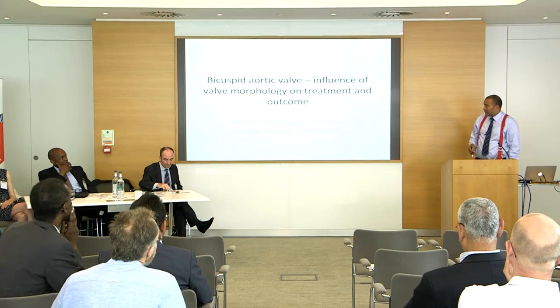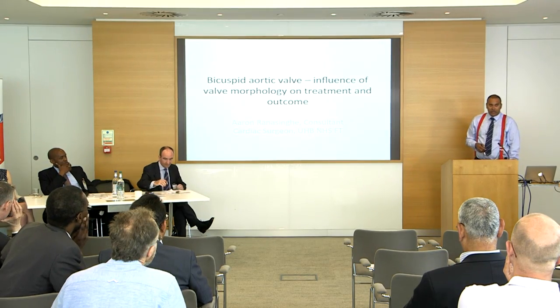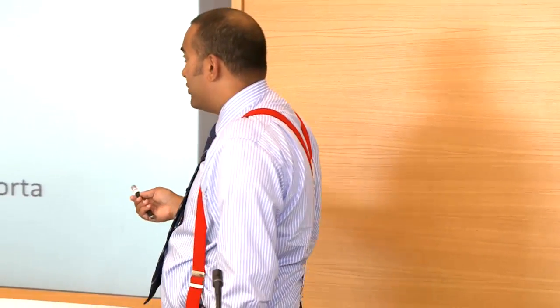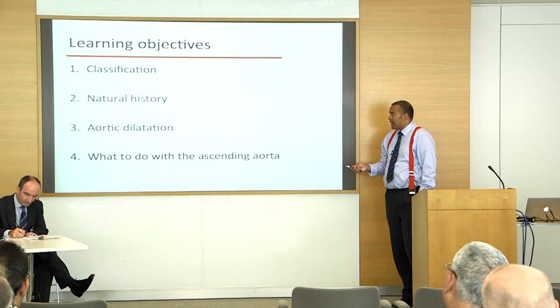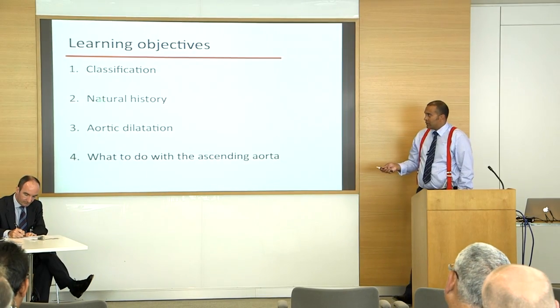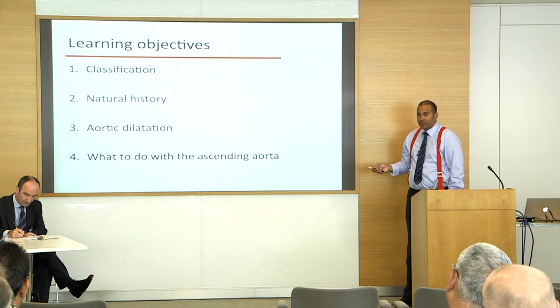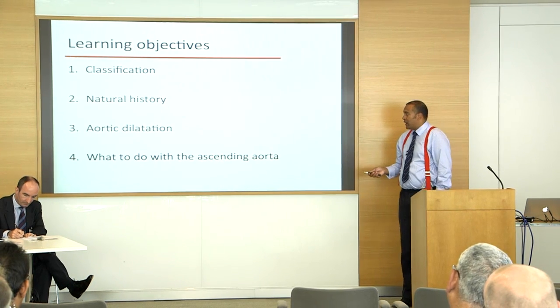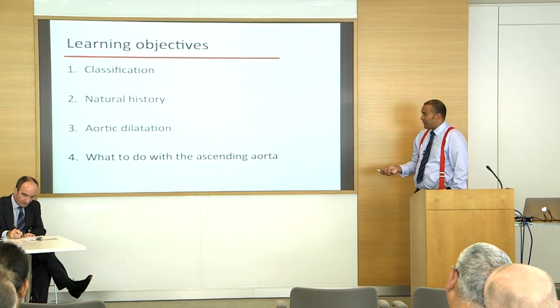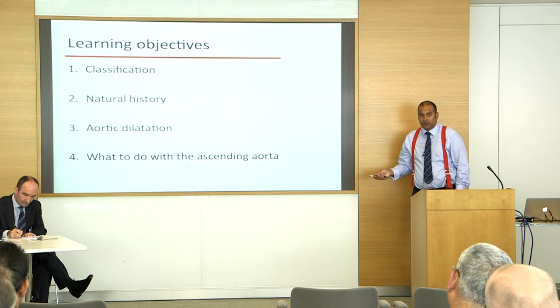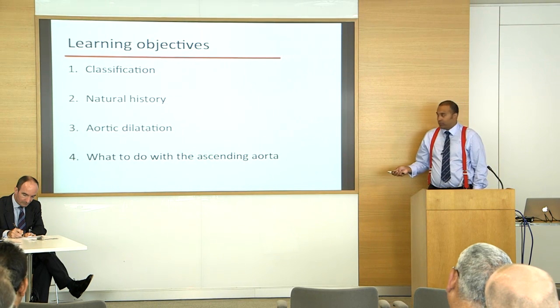To speak about the bicuspid aortic valve. It's an area of some controversy, and perhaps one which is poorly understood. The things I want to run through today are, firstly, the classifications, because there's a classification now. The natural history, which is sometimes confusing, and the more I read about it, the more confused I became about it. Aortic dilatation, and some of the reasons now being looked at for why that occurs. And finally, the question which everyone asks: what the hell do we do with the ascending aorta?